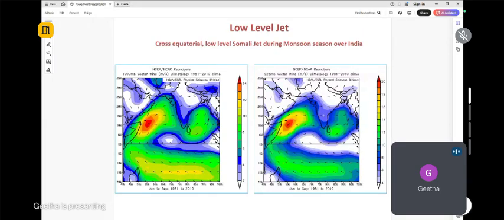This is another cross-equatorial flow which we call a jet, though it is not satisfying the WMO definition for a jet, that is 60 knots. It is less, but for low-level wind it is very, very strong. That's why we classify it as a jet stream.